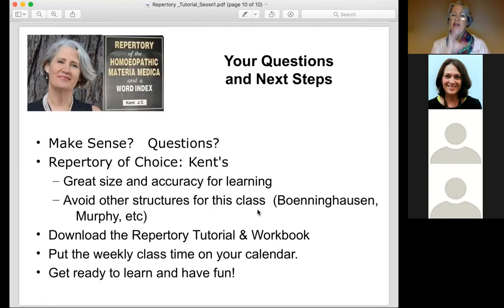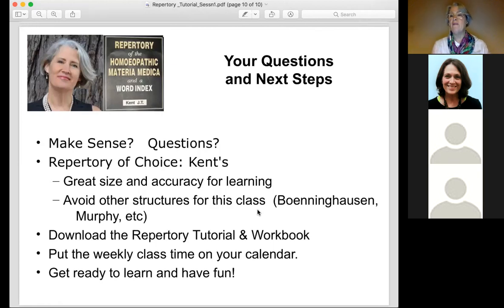So Kent's is a great size for learning, and also Kent has almost knife-like, scalpel-like accuracy between what's in this rubric and what's in this. You know, if he's going to associate a bunch of remedies with a particular symptom, he was incredibly discriminating. So we're going to be working with that repertory.